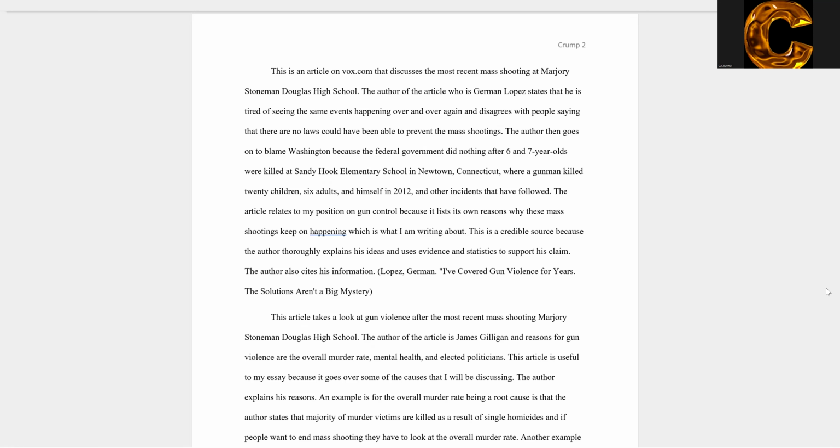The article relates to my position on gun control because, after the other incidents that have followed, it lists its own reasons why these mass shootings keep on happening, which is what I'm writing about. This is a credible source because the author thoroughly explains his ideas and uses evidence and statistics to support his claim. The author also cites his information.